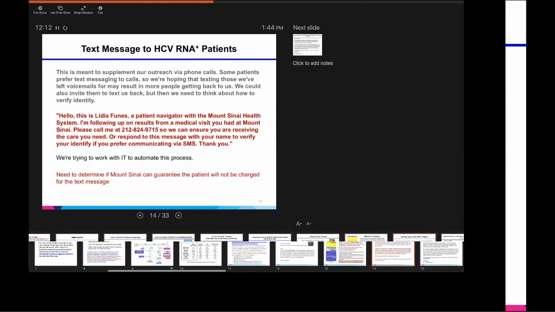So this is tentative text language. I'm following up on results from a medical visit you had at Mount Sinai. Please call me so we can ensure you're receiving the care you need, or respond to this message with your name to verify your identity if you prefer communicating. Thank you. So, brilliant.